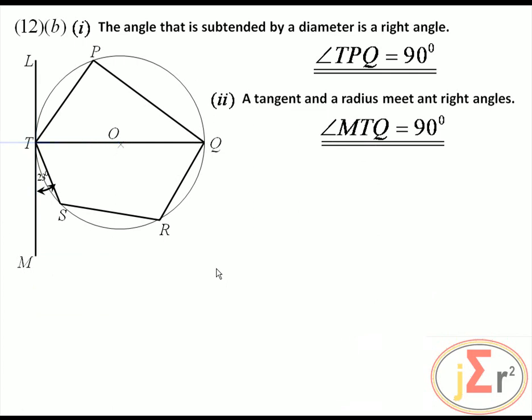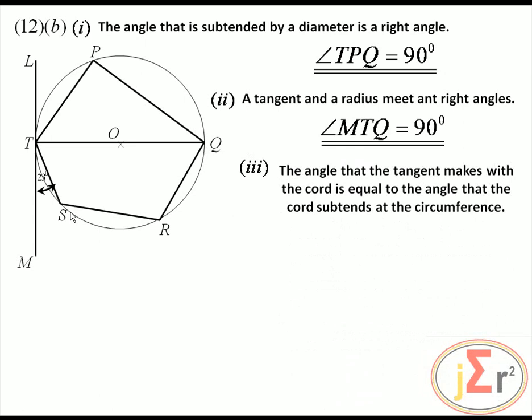What about TQS? TQS. The angle that the tangent makes with the chord is equal to the angle that the chord subtends at the circumference. So the angle that the tangent, this is the tangent making an angle with the chord, is equal to the angle that the chord subtends. So this is the chord and this is the angle that it subtends at the circumference. So they are both equal. So TQS is also equal to 23 degrees.